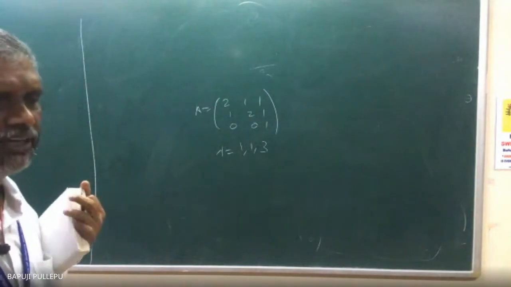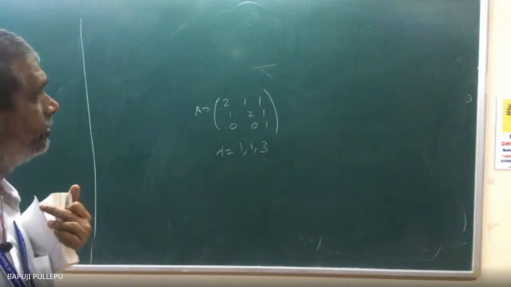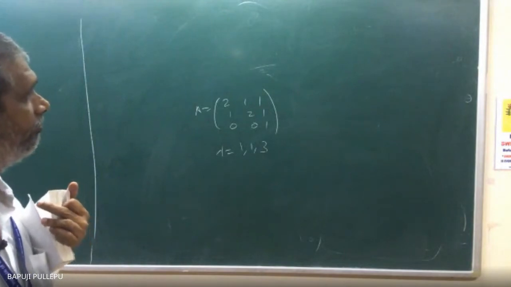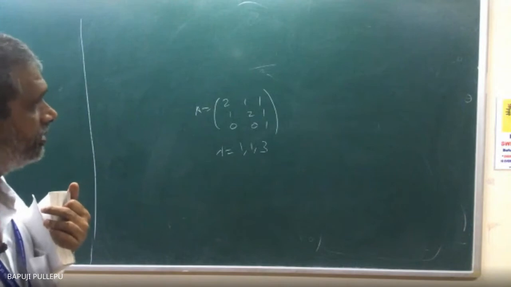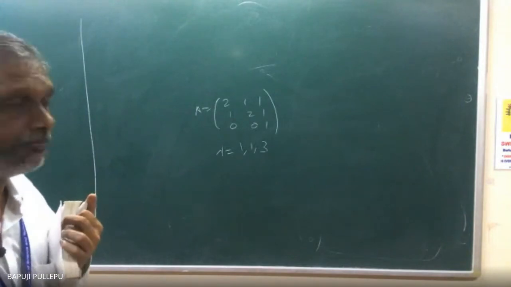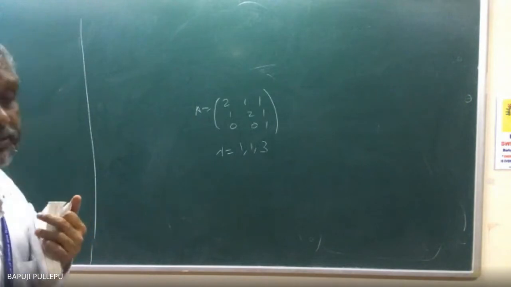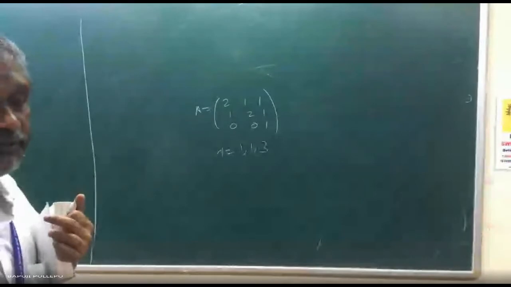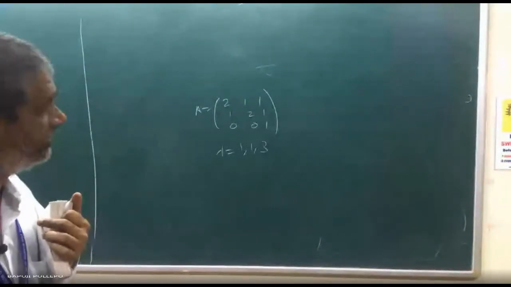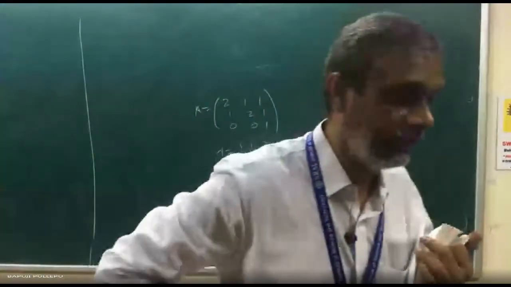To find eigenvalues, you write the characteristic equation, determinant of A minus lambda I equal to 0: 2 minus lambda, 1, 1; 1, 2 minus lambda, 1; 0, 0, 1 minus lambda. The determinant equals 0, which you can write as lambda cube minus S1 lambda square plus S2 lambda minus S3. Find S1, S2, S3, get the equation, and solve it to get 1, 1, 3. Then you can go for eigenvectors. These all steps are complete. Okay.